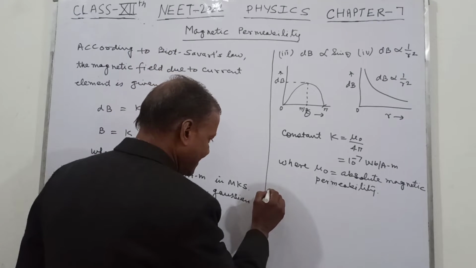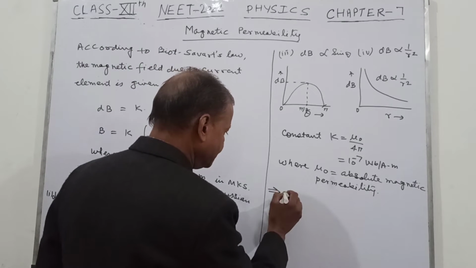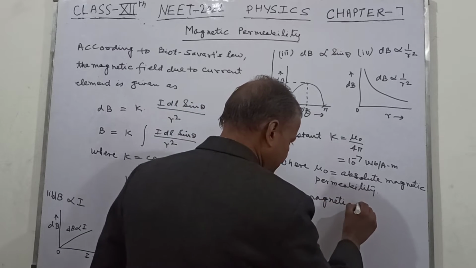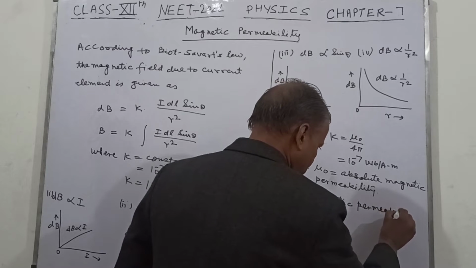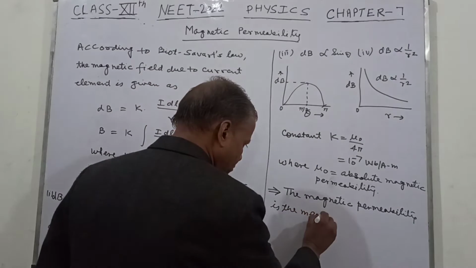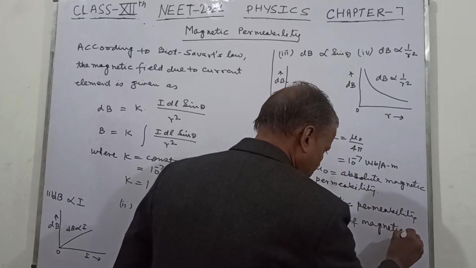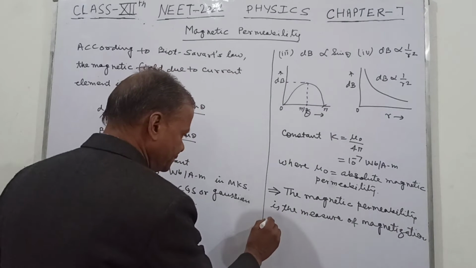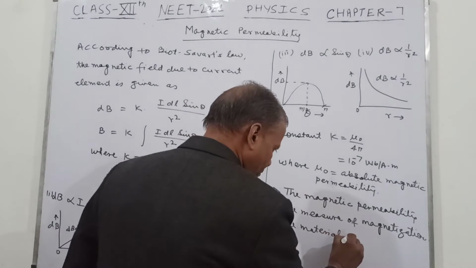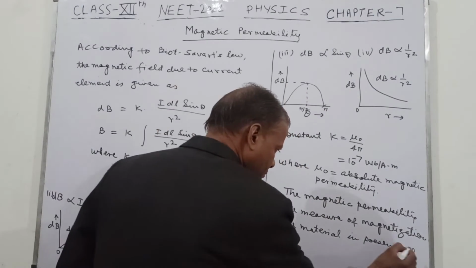So, the magnetic permeability is the measure of magnetization of the material in presence of magnetic field.